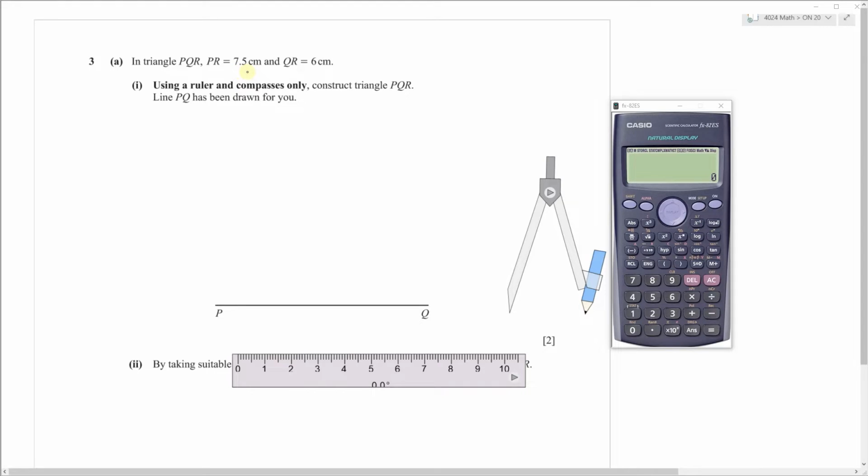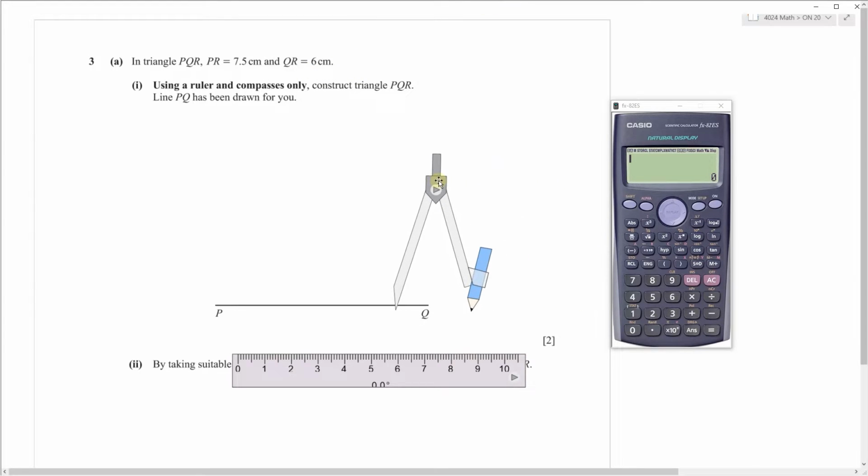PR is 7.5 centimeters and QR is 6 centimeters. Part 1 is, using a ruler and compass only, construct triangle PQR. Line PQ has been drawn for you. So your length PR is 7.5 centimeters and QR is 6 centimeters. So we can use our compass here. First, let's draw the arc for line PR, which is 7.5 centimeters.